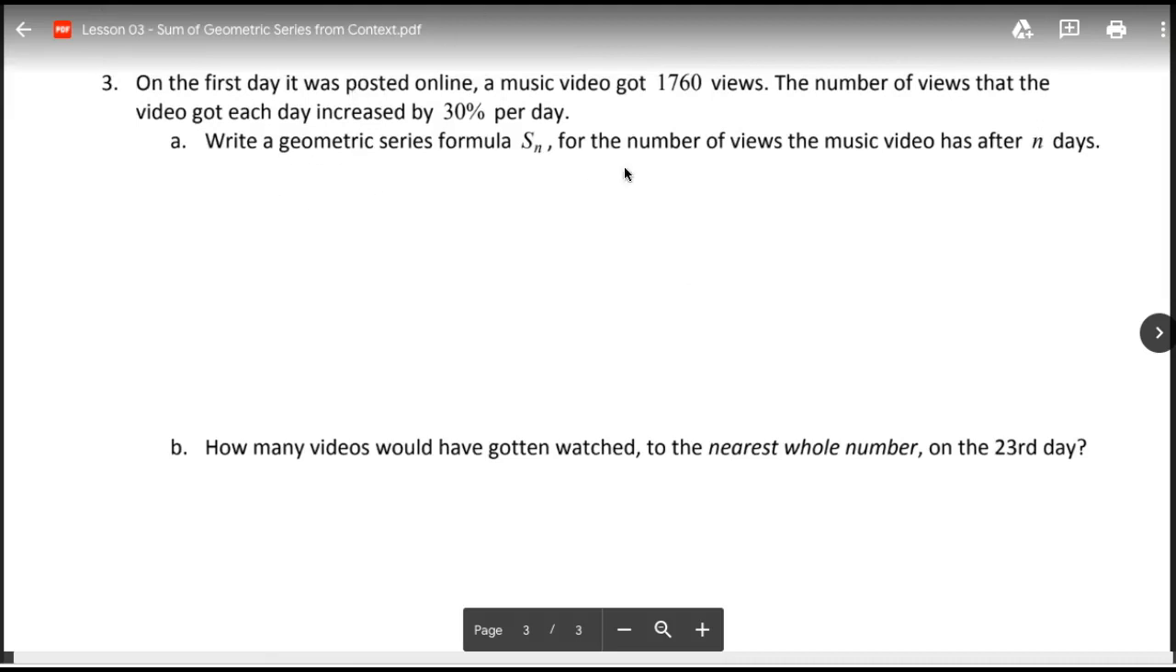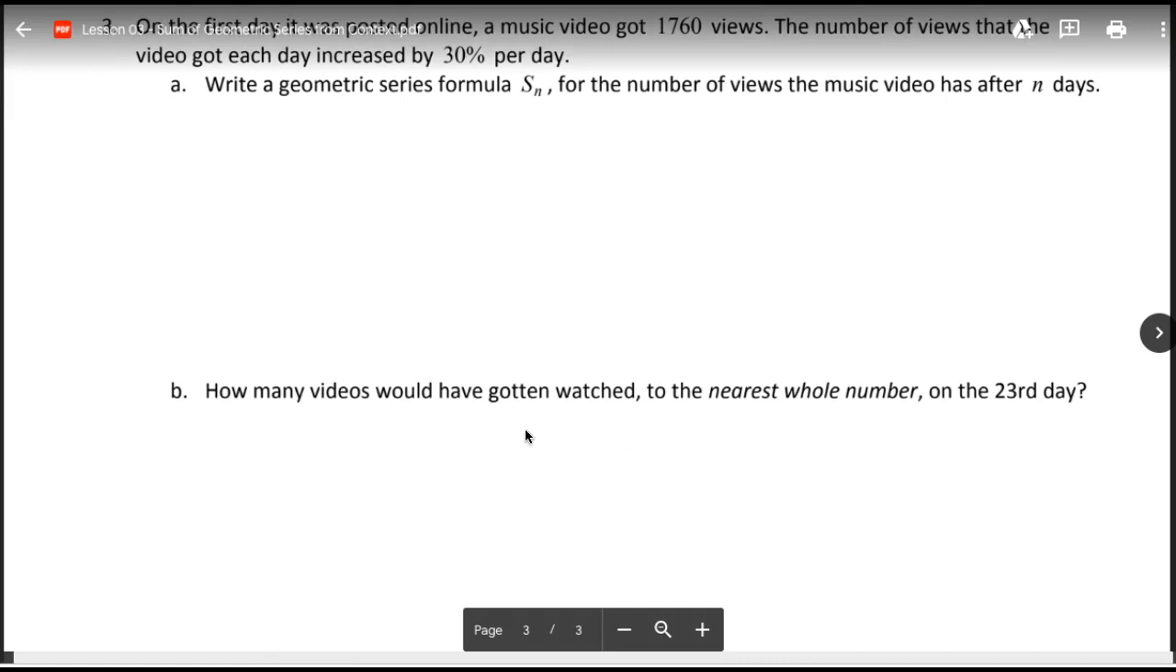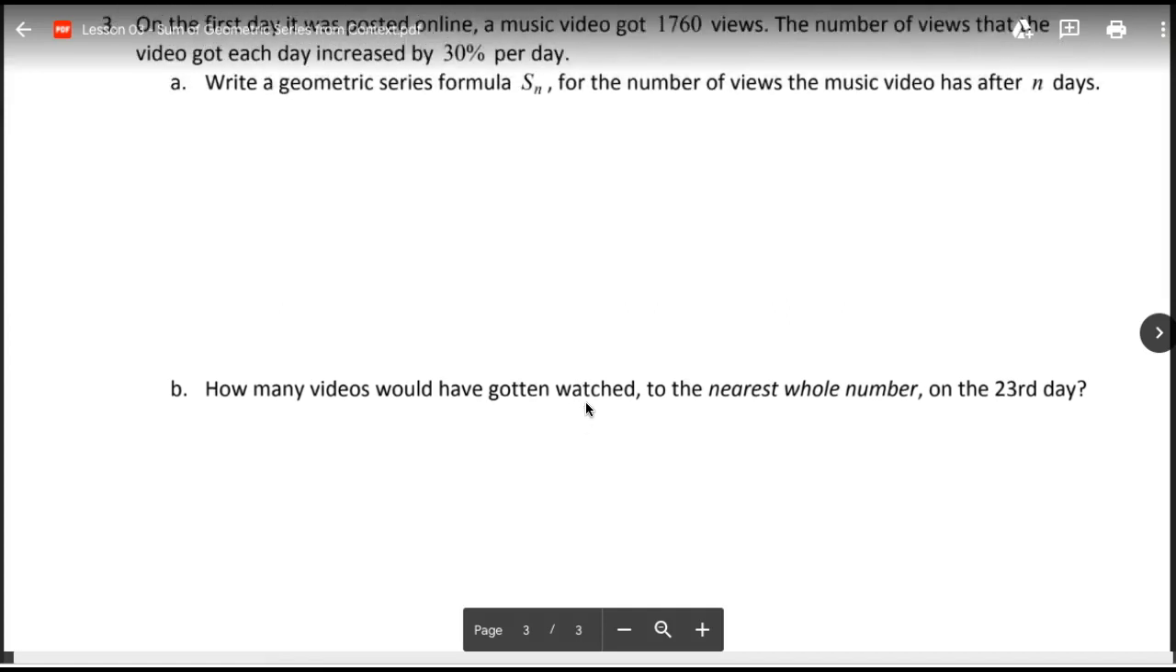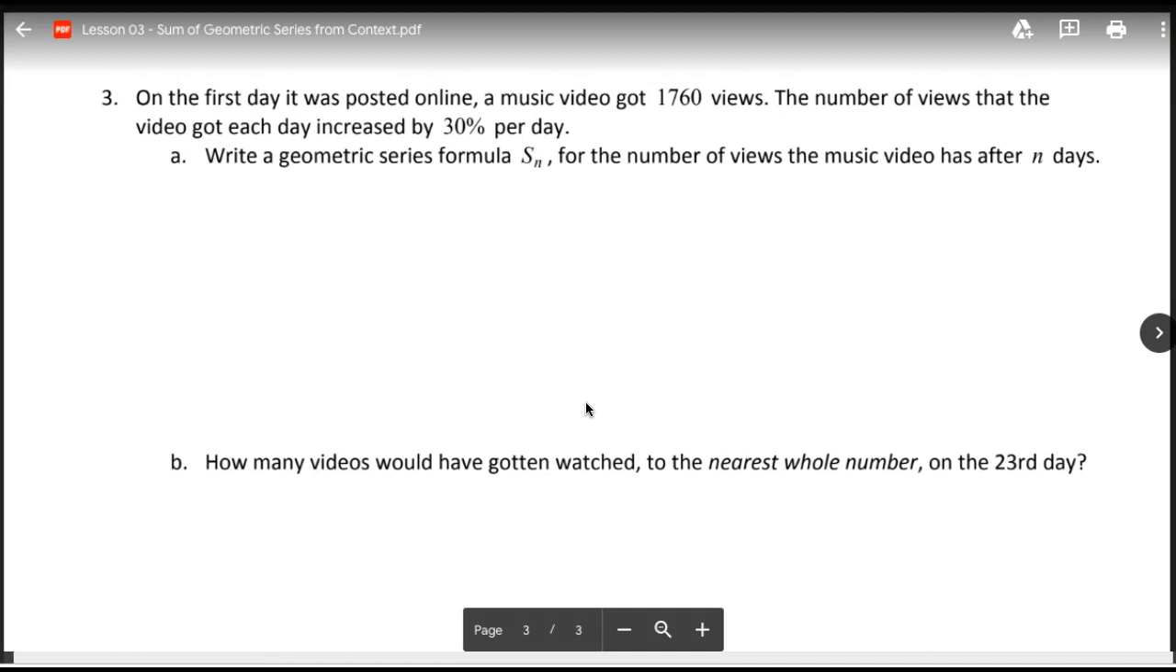So for number 3, you're just setting up the formula, and then they want to know how many videos would have been watched on the 23rd day. Actually, I want you to toss part B, so you can cross out B. So that's out of here. So you're just doing part A, and then you're going to complete number 4.